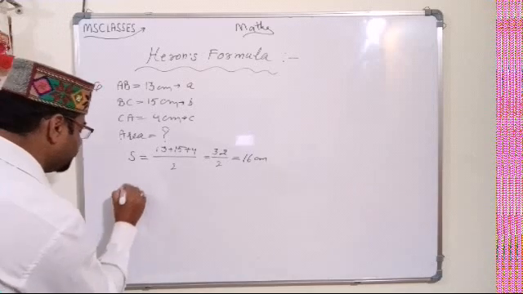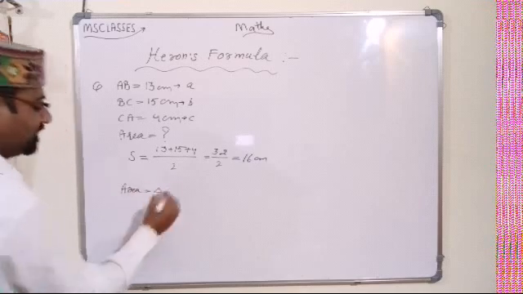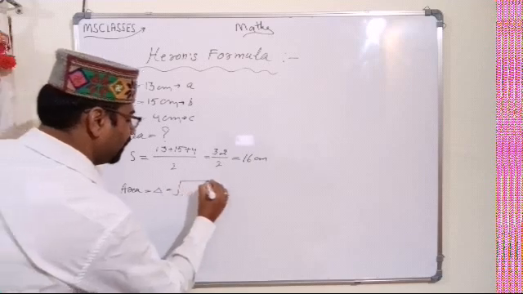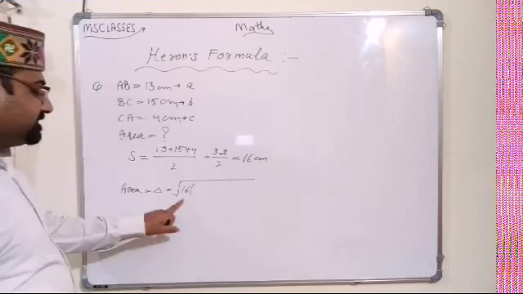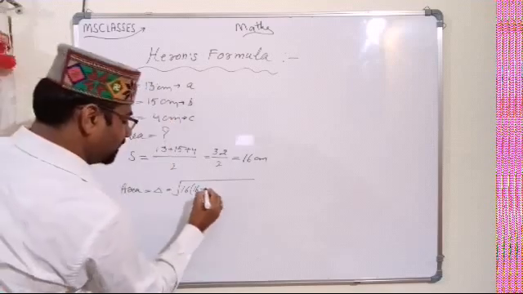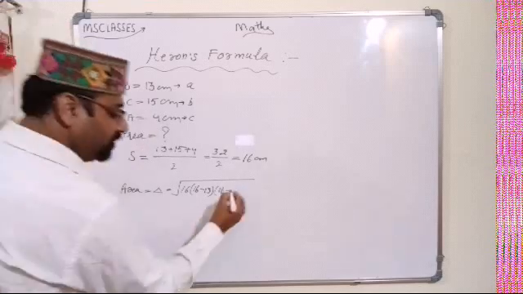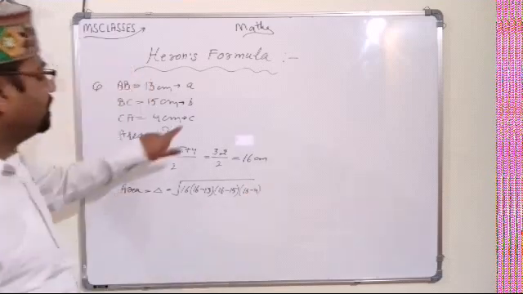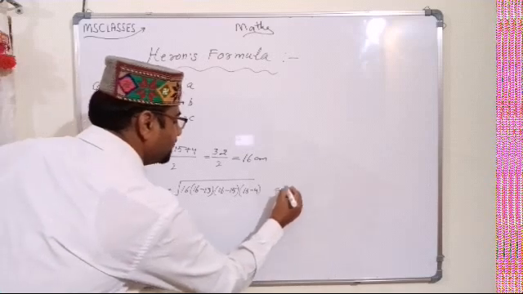Now area, we will represent this area by delta. Area is represented by delta. This is the whole square root of S, this is 16, then 16 minus a, a is equal to 13, then multiply 16 minus b, b is equal to 15, then 16 minus c, c is equal to 4. And the unit is centimeter square.